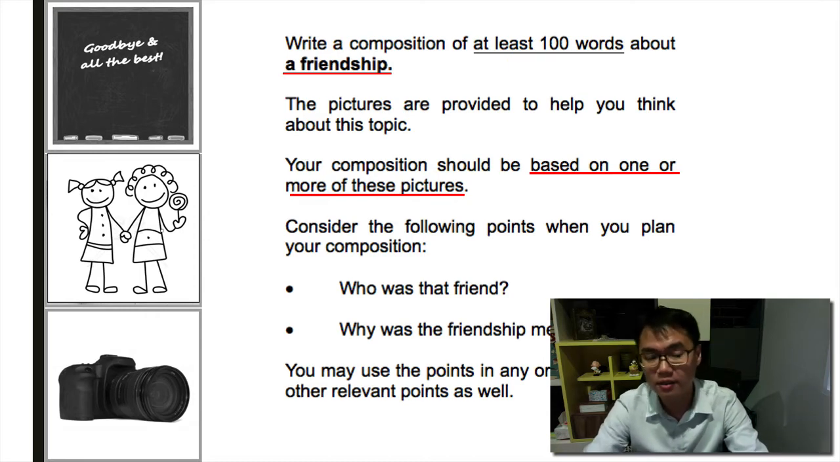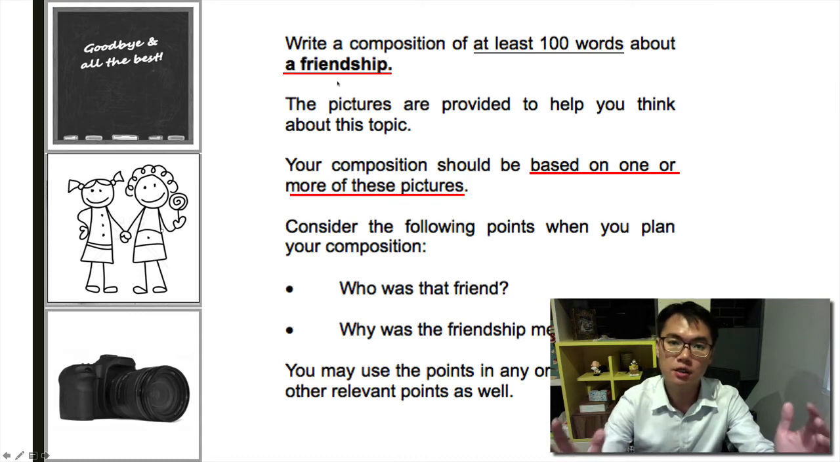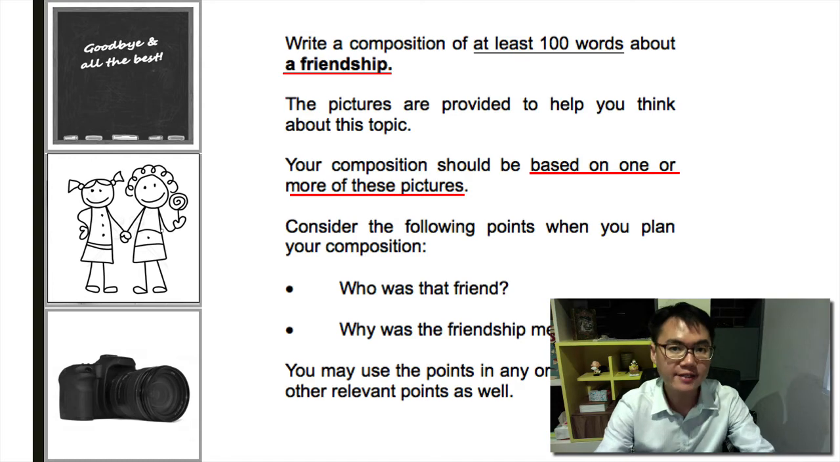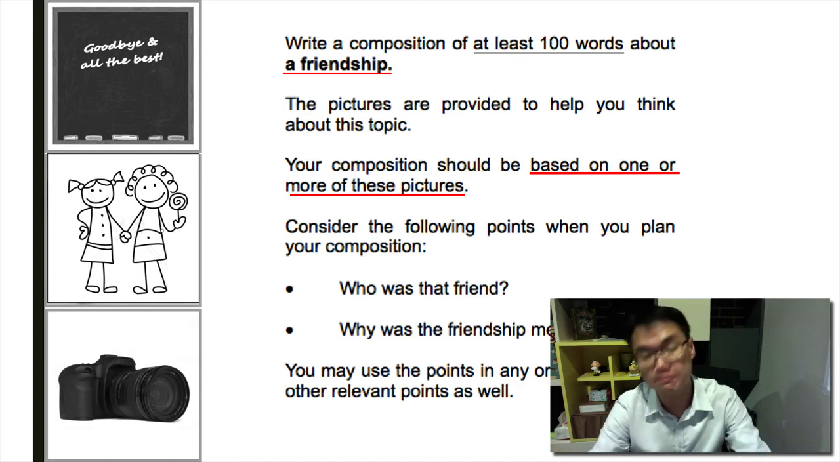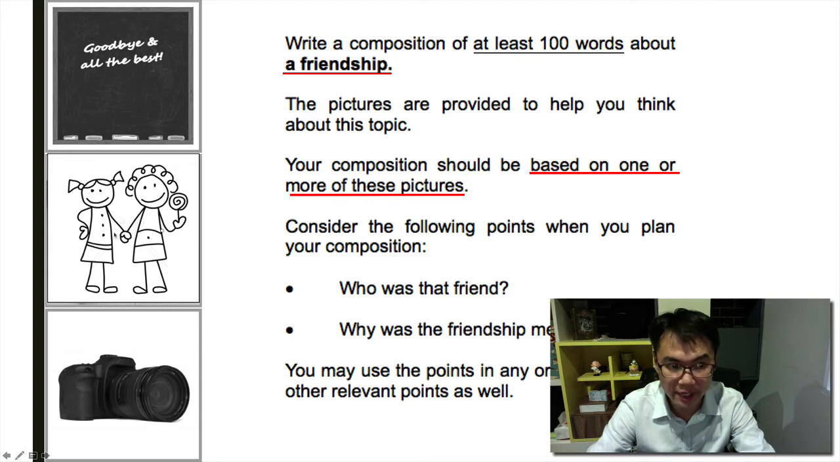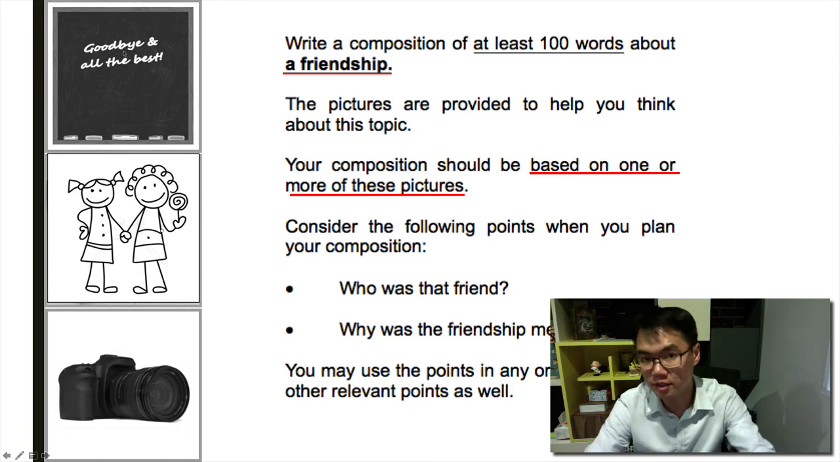The second part is the question. Now, over here you'll find that you are to write a composition about a friendship. In other words, the theme, the main subject of my story has to be about friendship. In this case, looking at the two pictures on the top, I can see that it involves two friends because they're holding hands, and perhaps a separation or a parting. They're leaving each other for some reason.